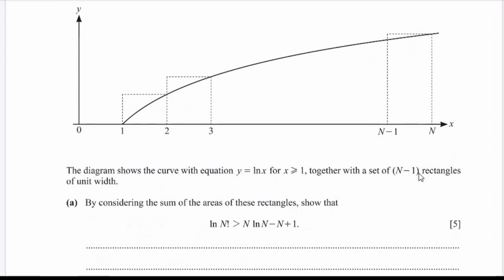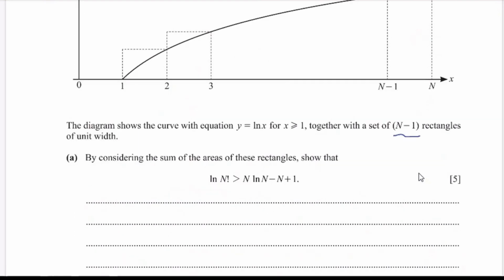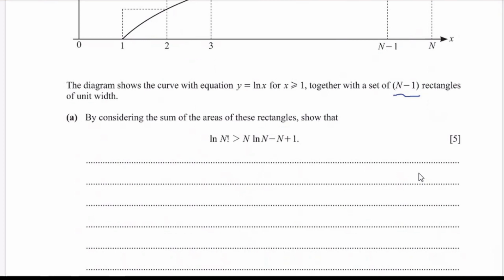So here we are looking at the graph, the usual log x graph, and they already tell us that we have n minus 1 rectangles. The first part is to consider the sum of the areas of these rectangles and show that log n factorial is greater than this whole thing here. Usually the first diagram that they give us is what we can base it on. So we start by looking at the area of the rectangles.